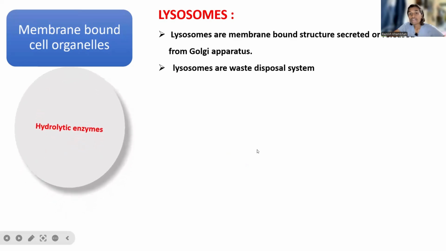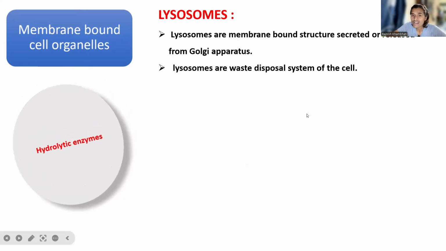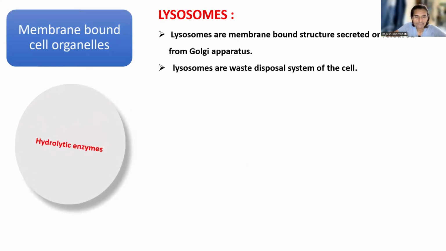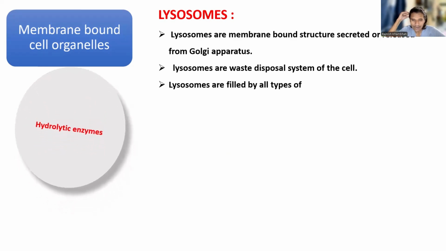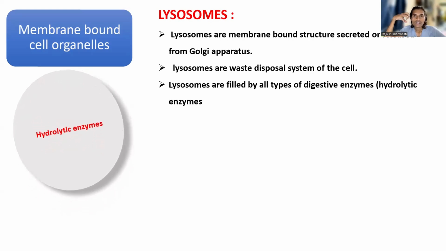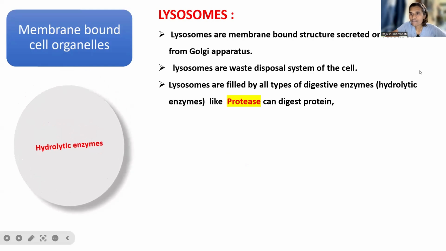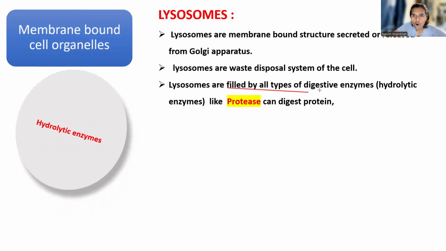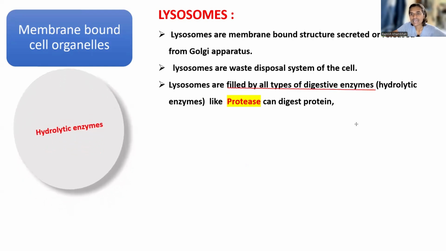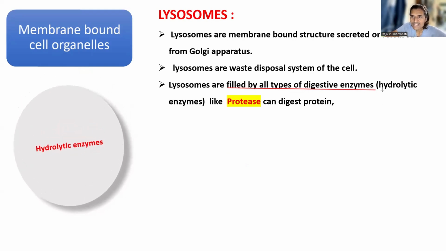Lysosomes are the waste disposal system of the cell. What do they do in a cell? They help in waste disposal. Waste means whatever things are not needed by the cell will be removed and digested by the lysosome. Lysosomes are filled with all types of digestive enzymes. So it is packed with digestive enzymes. Those enzymes are known as hydrolytic enzymes.